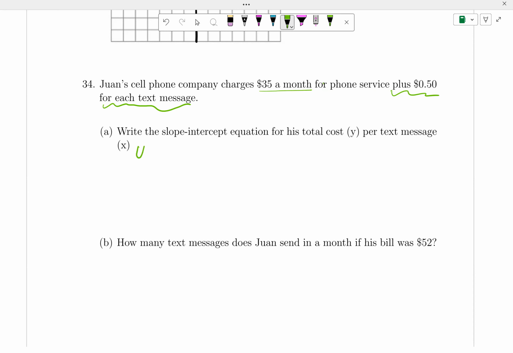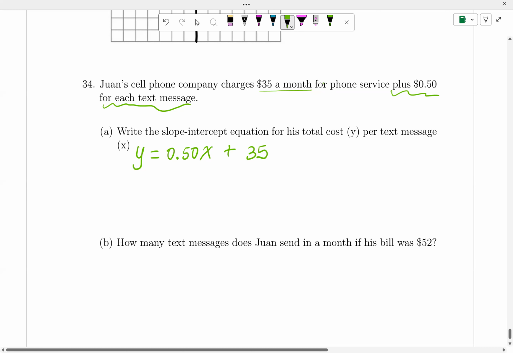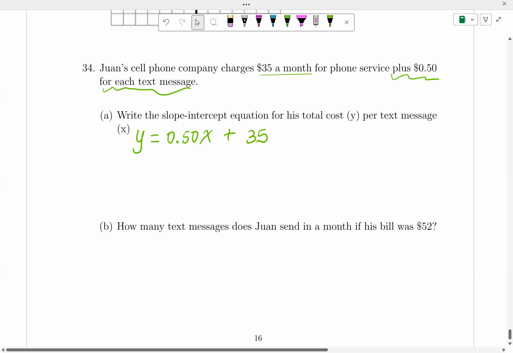So y, the cost, equals how much you're paying per text message, which is 50 cents per text message, and we'll say x, because it said every text message, we call that x. 50 cents per text message plus the flat fee of 35 per month that you have to pay. That's your linear equation in slope-intercept form.